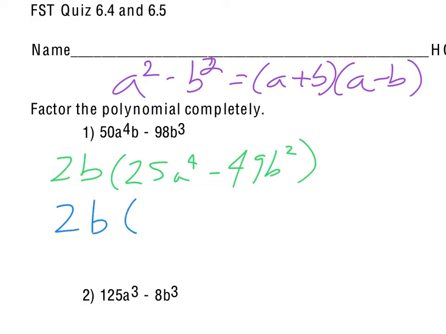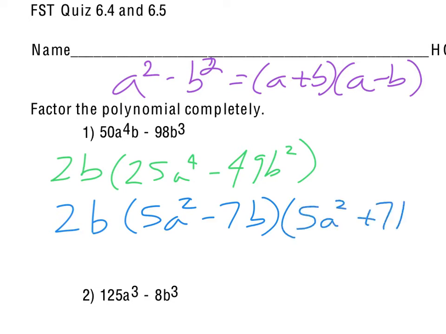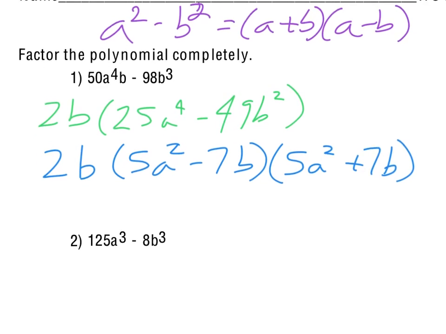We square root both of these two terms here. And when we do that, we get 5a squared minus 7b. And so then we also have a 5a squared plus 7b. And so that's how we factor that first one. Again, big point there, make sure you take out the common factor first, and you can always be on the lookout for those special factoring patterns, especially that difference of squares pattern.